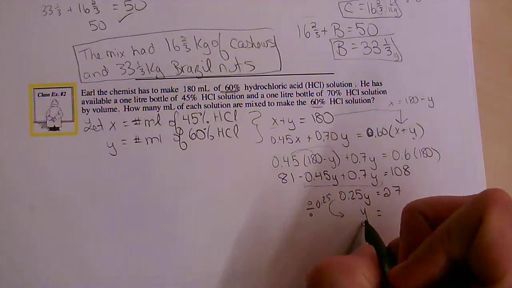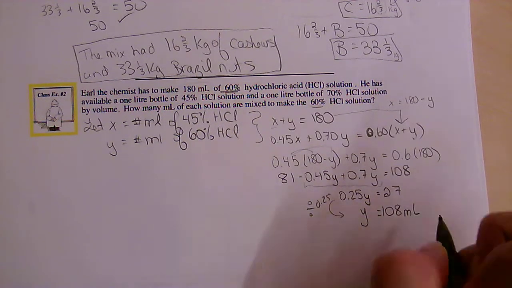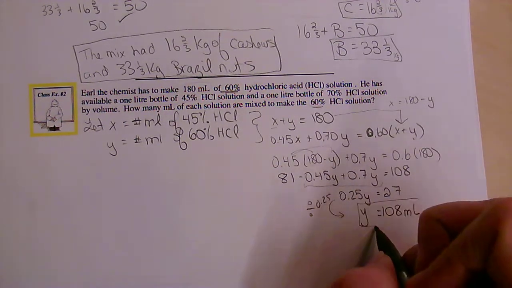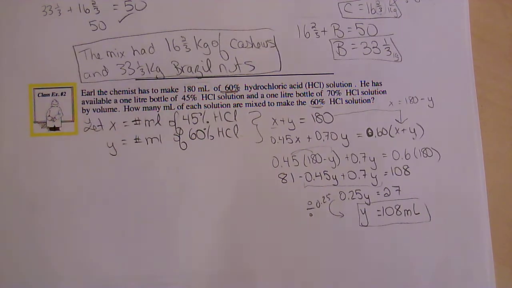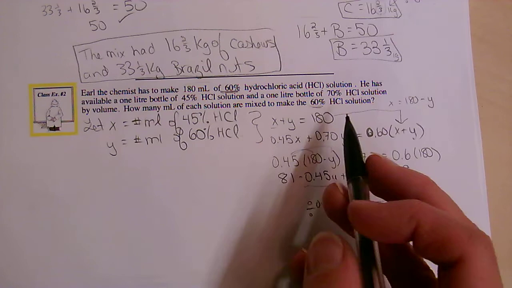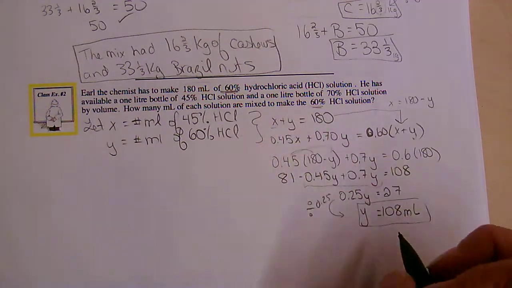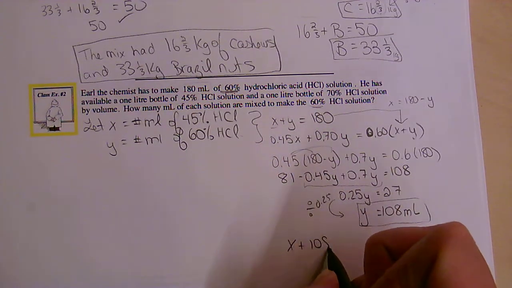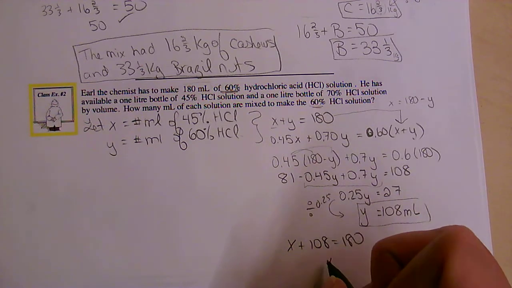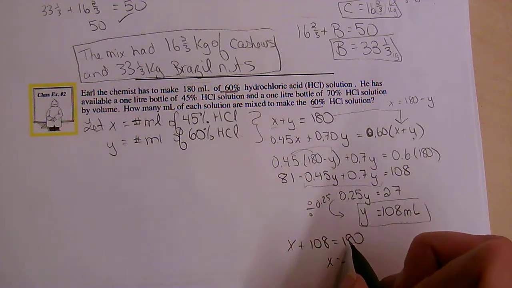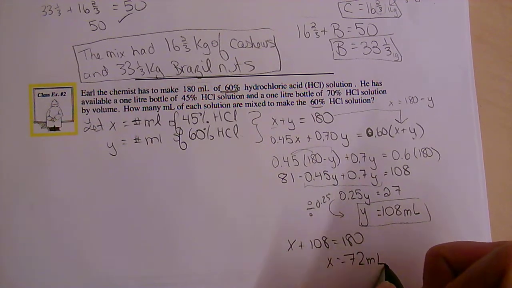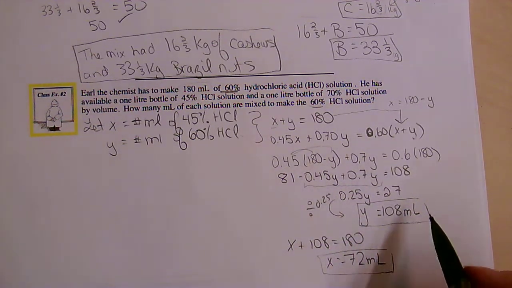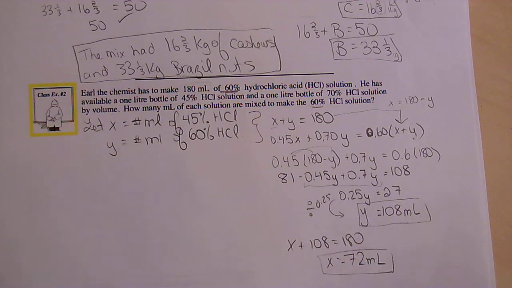So y is equal to 108 milliliters. And that's representing the amount of my 60% hydrochloric solution. Okay? So then I need to substitute it in to any one of these. I think the first one's easiest. So x plus 108 is equal to 180. So then when you subtract that, 180 subtract 108 is 72 milliliters. So that makes sense. We said that there would be more of the 60%, and there is.